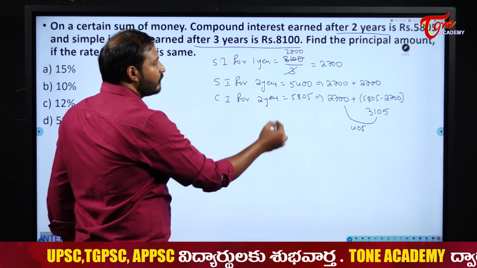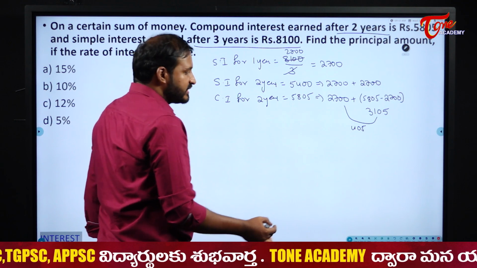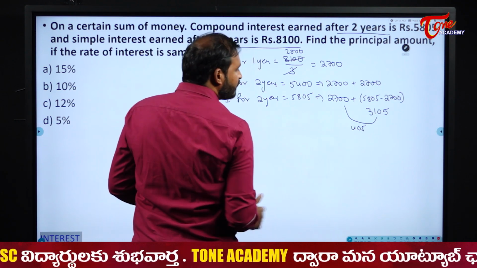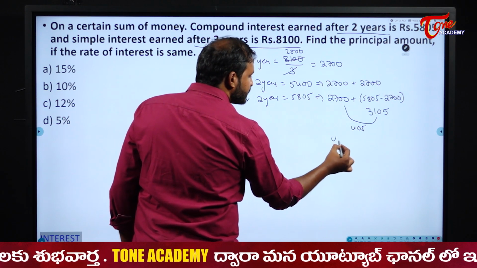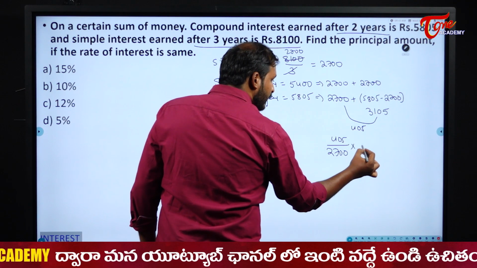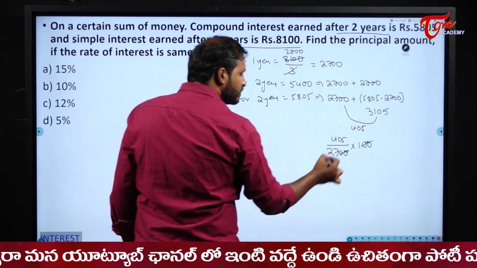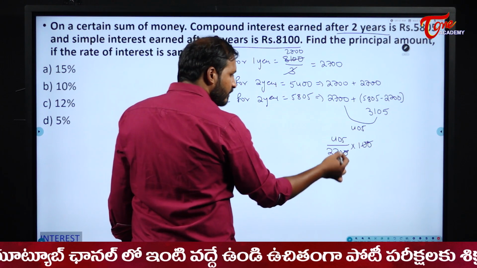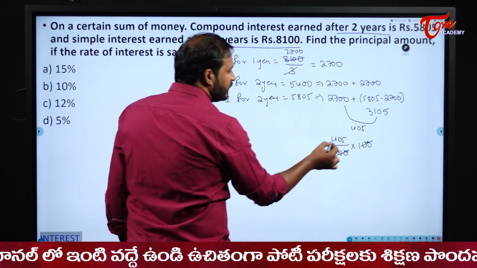So please find out 405 is what percentage of 2700. That means 405 by 2700 into 100. In 2700 into 100, two zeros get cancelled. Okay, if you are able to identify it, good. If not, go with the 3 table.